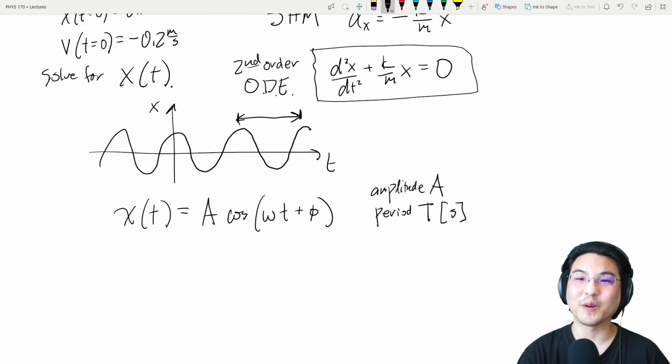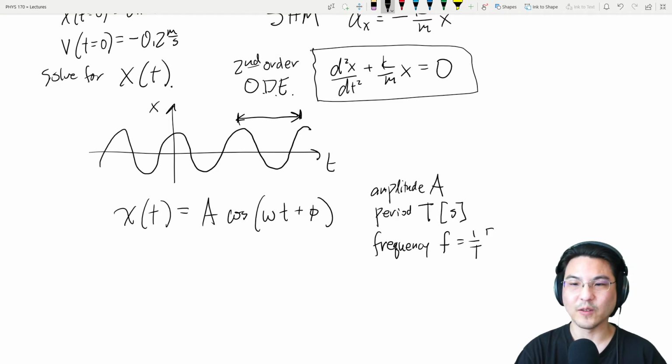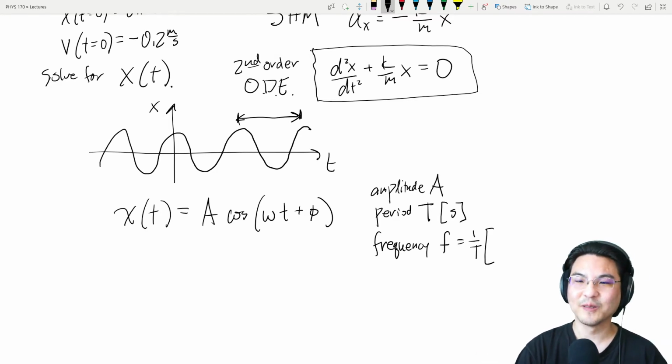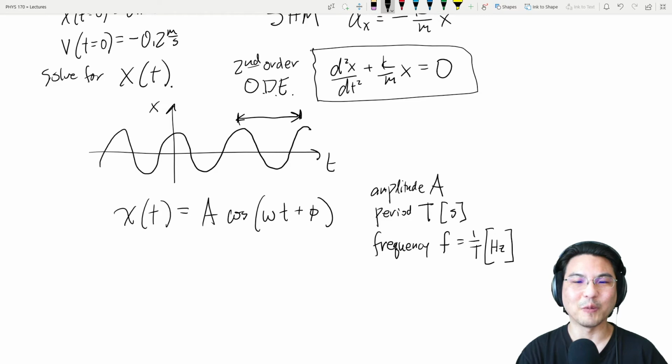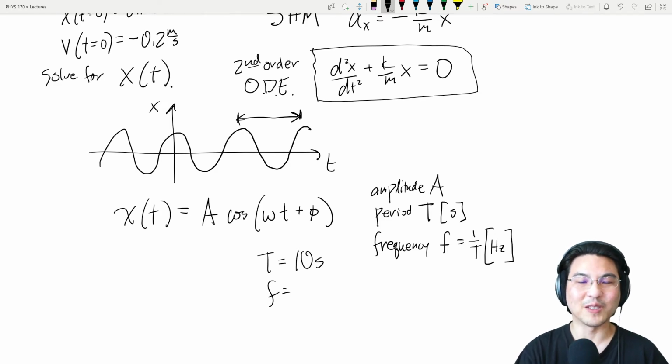If you take the reciprocal of period, that's called frequency. Frequency f is just the reciprocal of period. And so the units would be 1/seconds, which we name after hertz. So like, say if the period were 10 seconds, then the frequency would just be the reciprocal, 0.1 hertz. Okay, and then there's something called angular frequency.